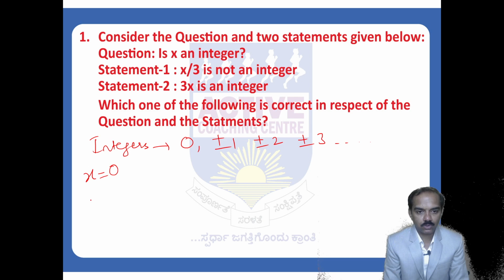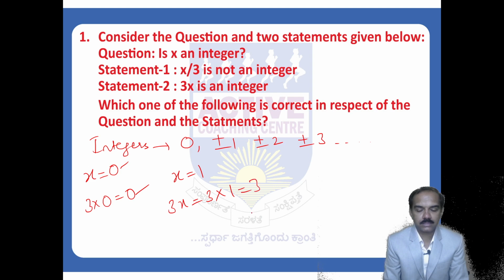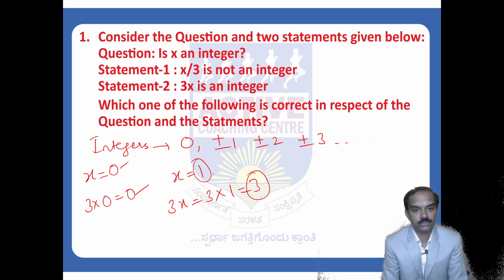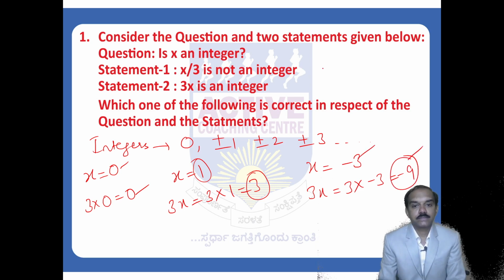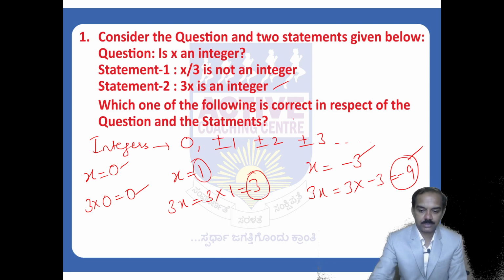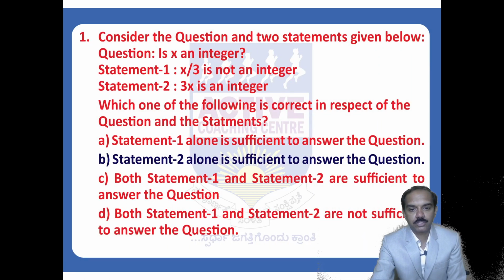Now I will go directly to statement 2. 3 into x, 3 into 0 is 0. 0 is an integer, therefore x is also an integer. If you take x as 1, then 3 into 1 is 3. 3 is an integer, therefore 1 is also an integer. If I say x is minus 3, 3x will be 3 into minus 3, minus 9. Minus 9 is an integer, therefore minus 3 is also an integer. Therefore, we can conclude by using only the second statement. So statement 2 alone is sufficient to answer the question.